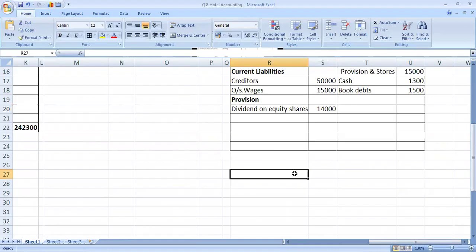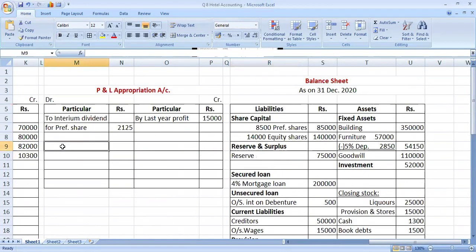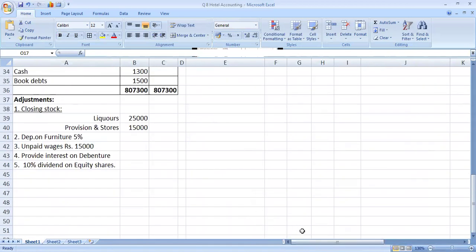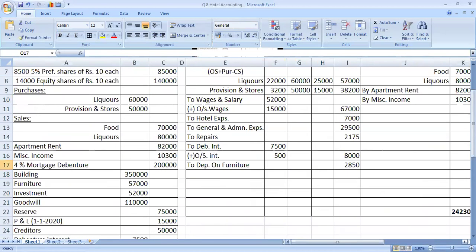Second effect goes to the profit and loss appropriation account debit side, to dividend on equity shares, rupees 14,000. I think all adjustment effects are taken. Now I am closing accounts one by one.